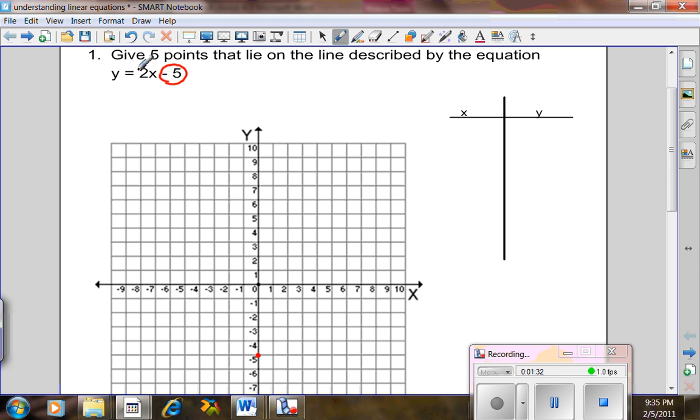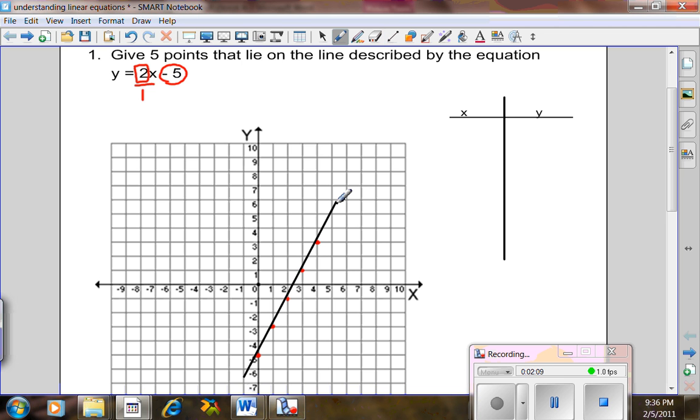And then my slope is 2, which means if I were to write that as a fraction, that would be 2 over 1, which means I rise 2 and run 1. So I'm going to rise 2 and run 1, and put a few points on here. Rise 2 and run 1. And we'll do one more. Rise 2 and run 1. And then let me go grab a line, and we'll connect these points and make a nice straight line from that.